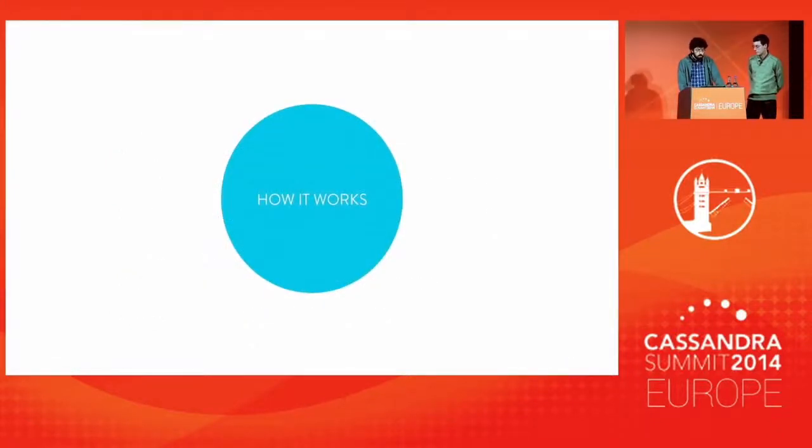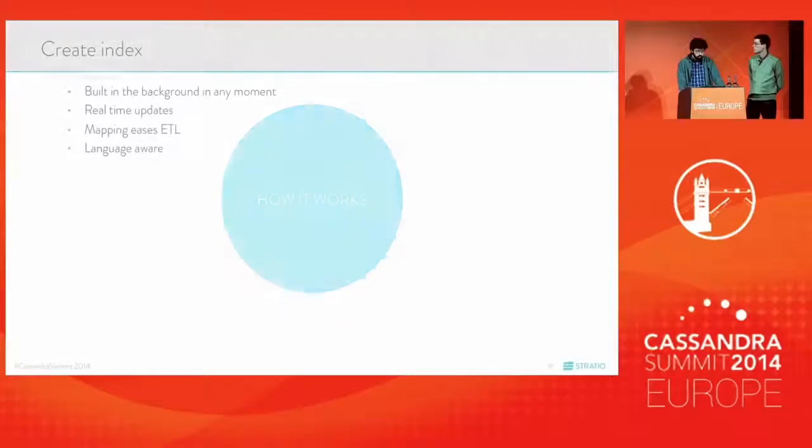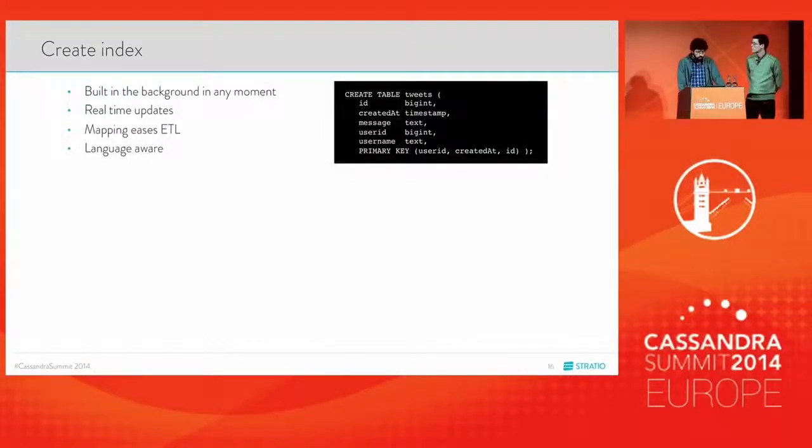So now let's take a look at how it works. For that, we're going to use an example using tweets. Let's say we have a table containing tweets. We store the tweet ID, the timestamp, the message body, the user ID, and the username.